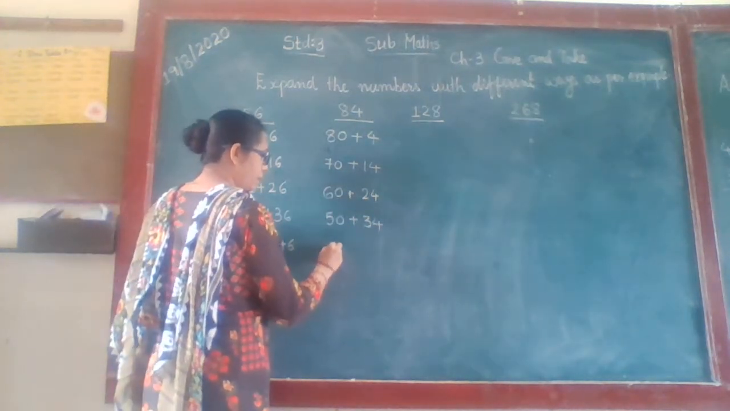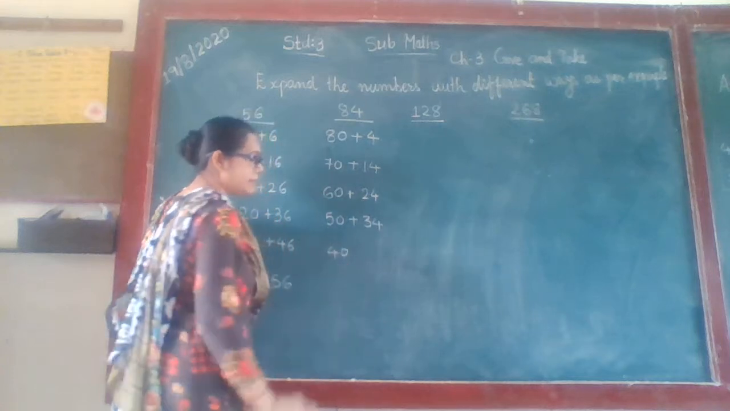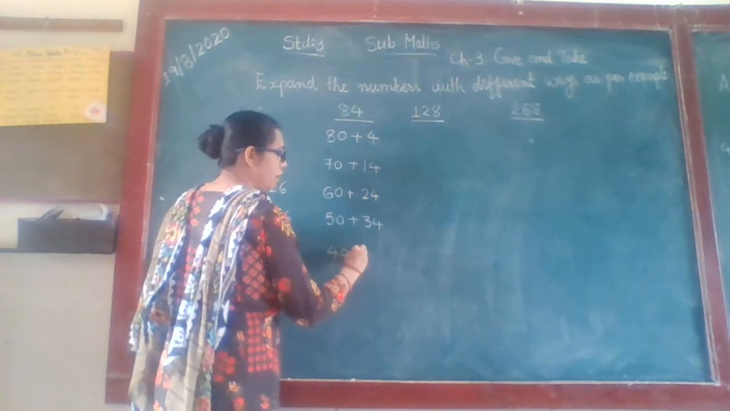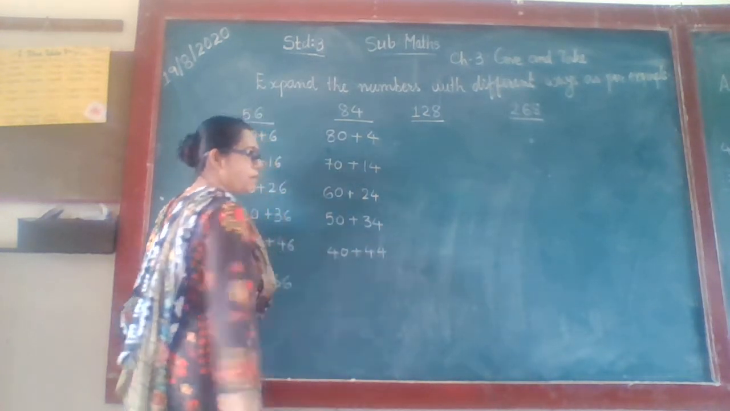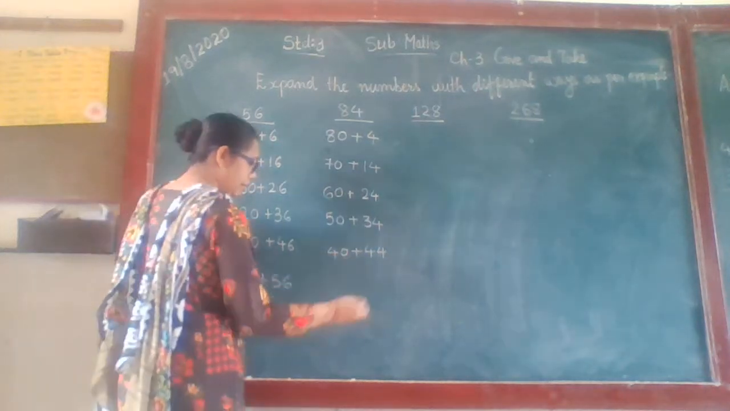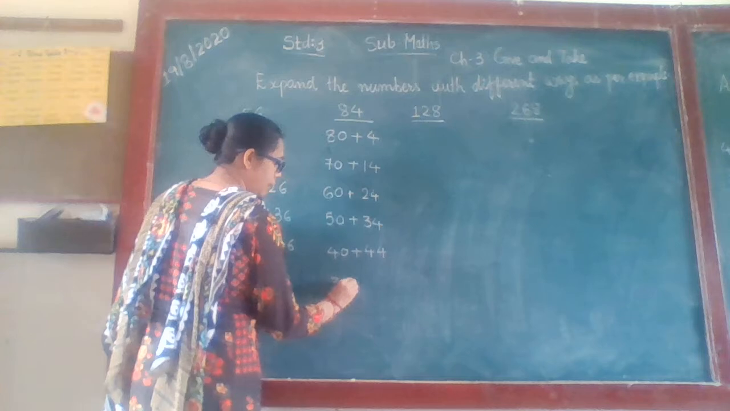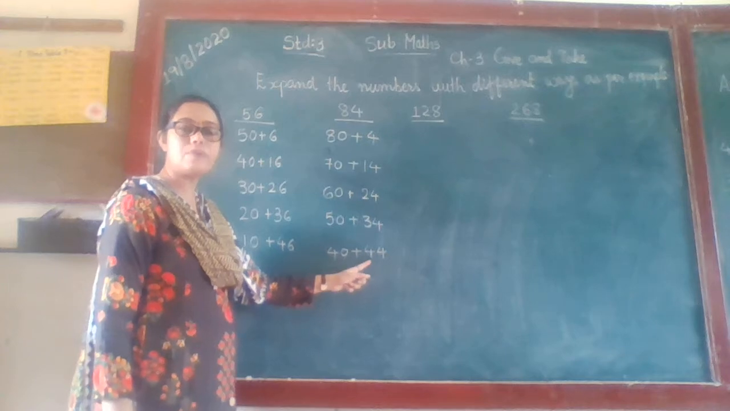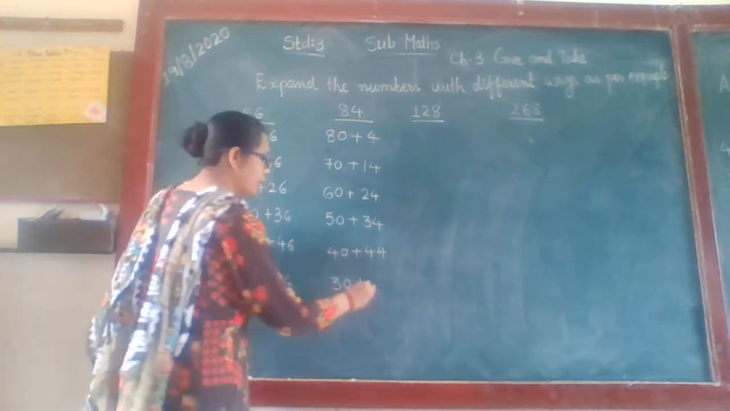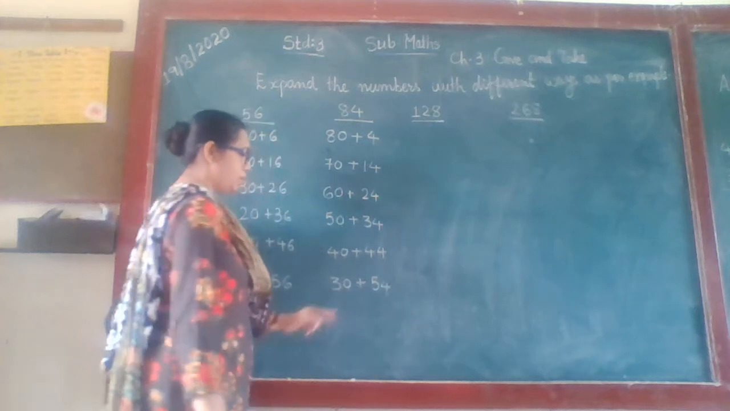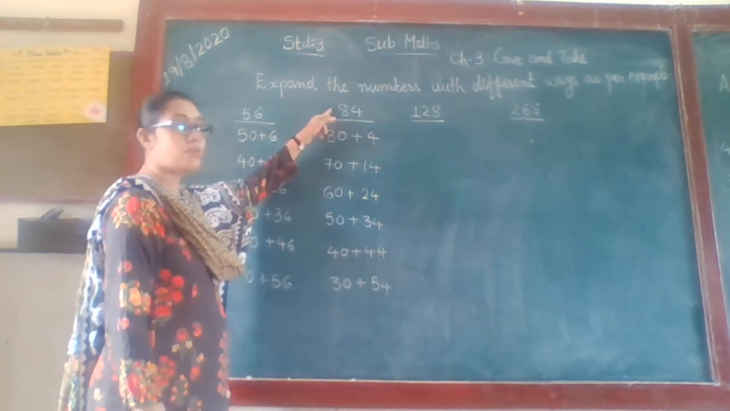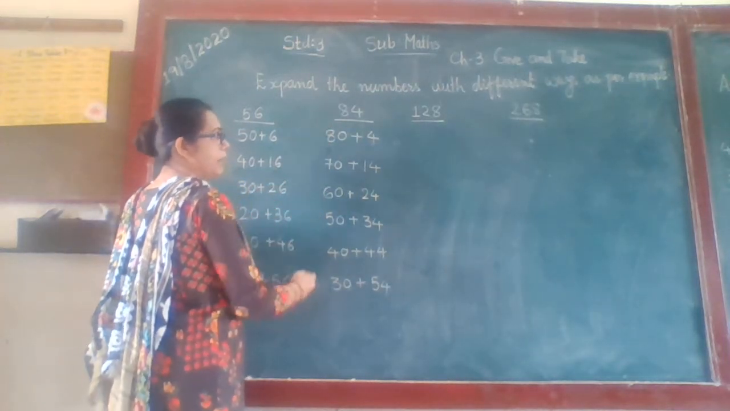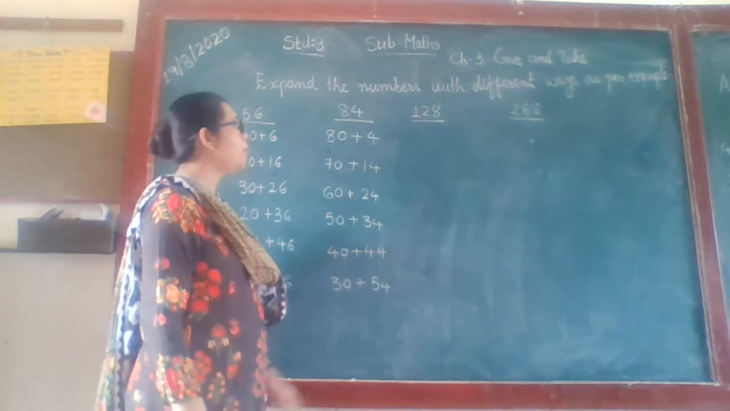Again we subtract 10 from 50. So 50 minus 10, 40. And then 10 we give to 34, so 34 plus 10 is equal to 44. Now again we subtract 10 from 40. So 40 minus 10, 30, and then 10 we give to 44, means we add 10 to 44. So it becomes 54. So 30 plus 54 is also 84. So we have expanded 84 in different ways.